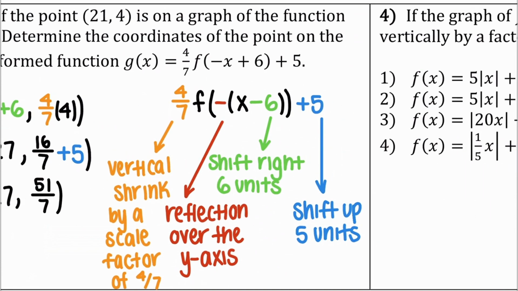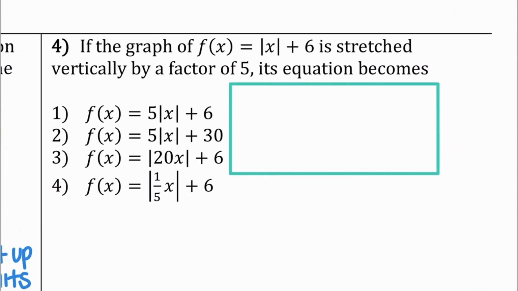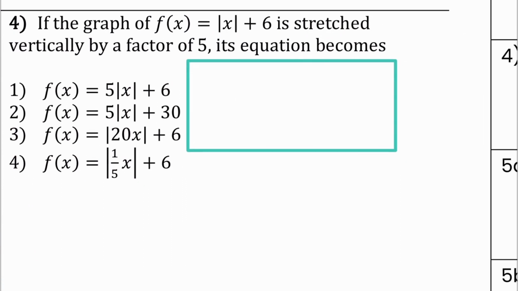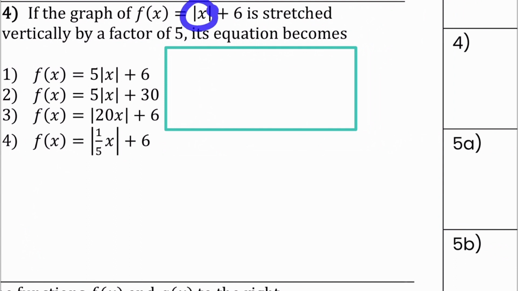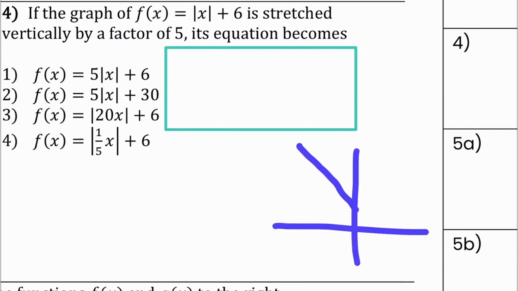Let's look at number 4. Number 4, they tell us that if the graph f of x equals absolute value of x plus 6. So you can totally put this on the graphing calculator, but by using what we know about transformations, this is an absolute value function, so that's going to be a V. And then this plus 6 is going to shift the graph up by 6 units. So it looks something like that.